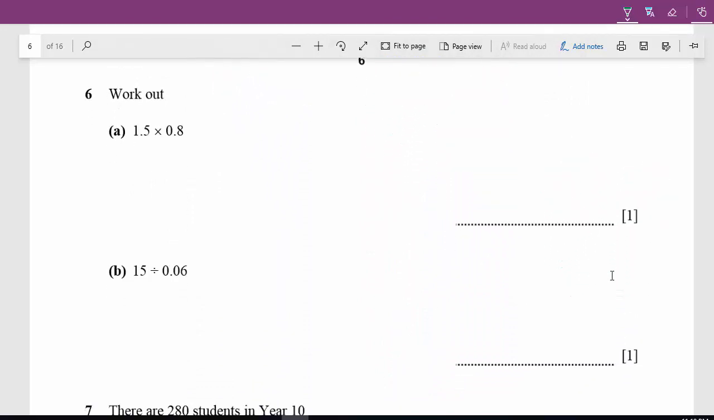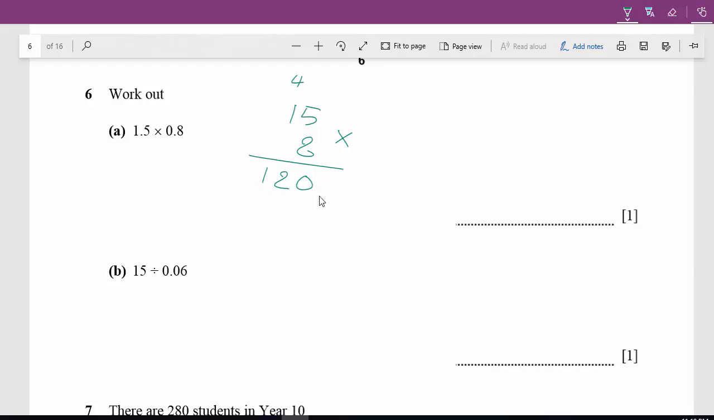Work out 1.5 times 0.8. Whenever you have decimals, just multiply them as if there is no point. It's like 15 times 8. Multiply them out. 5 times 8 is 40. 0 here, 4 there. 8 times 1 is 8, plus 4 is 12.